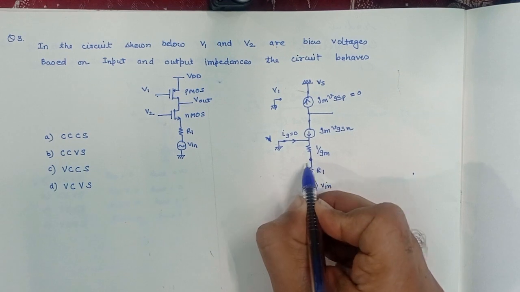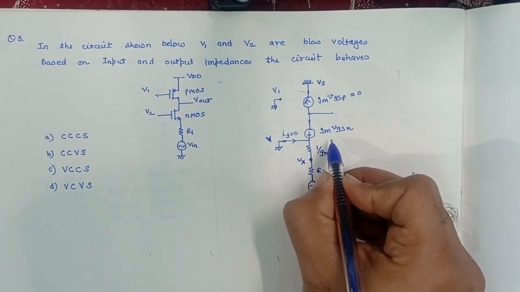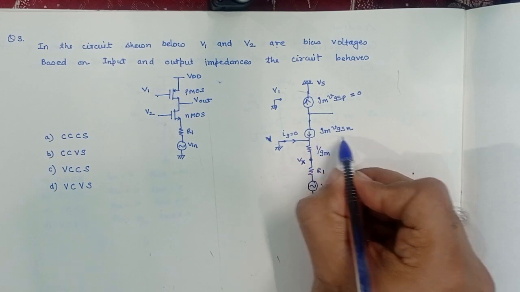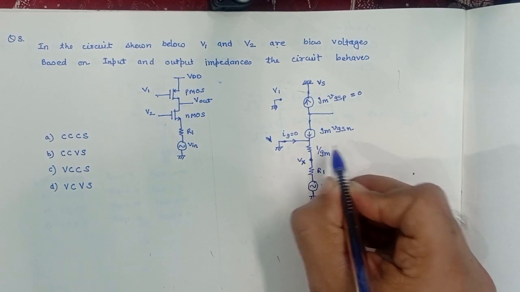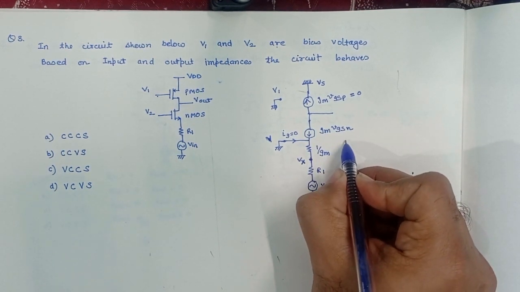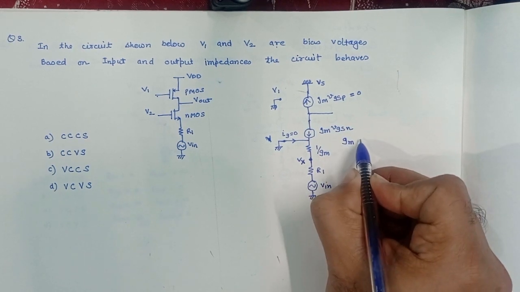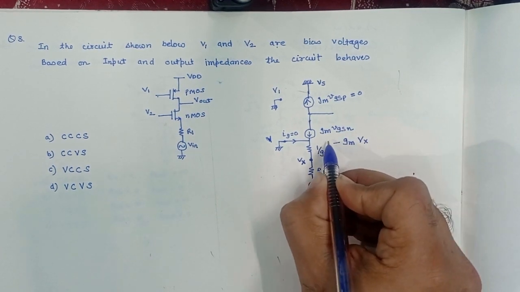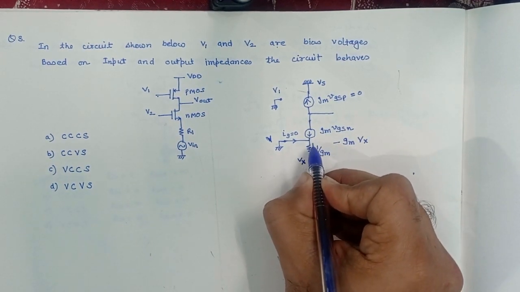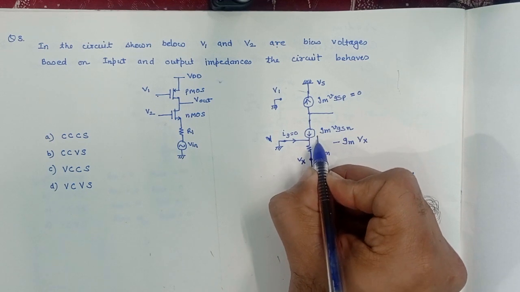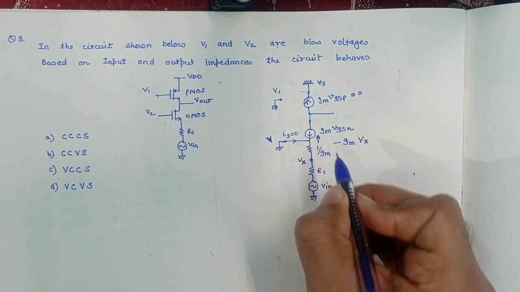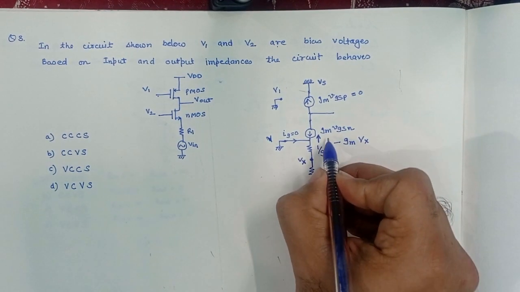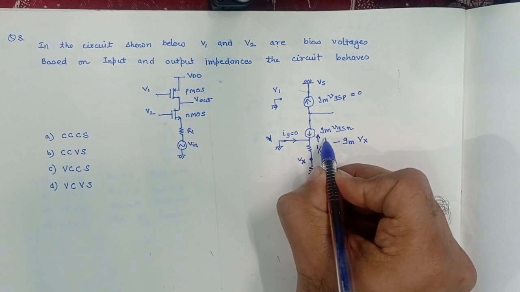Let's say the voltage here is Vx. So the current which will be flowing from this branch will be equal to GM times VGS. VGS is equal to minus Vx. So the current will be flowing opposite, in this direction. This current is equal to GM Vx.